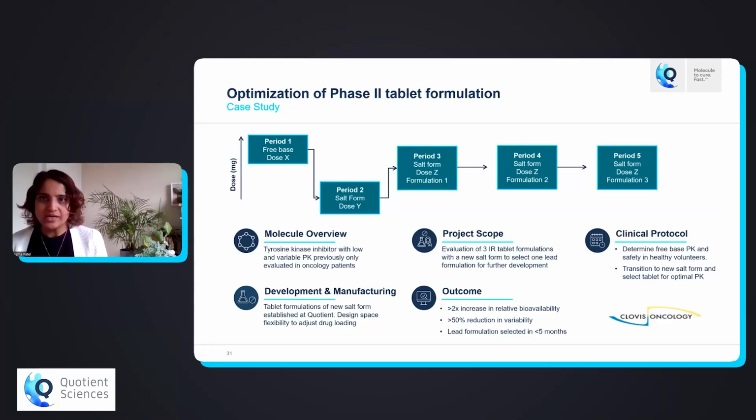The first case study is really thinking about, irrespective of the accelerated pathway, sometimes we have to go back to move forward in the development pathway. And here is an example of where we've done that for a phase 2 molecule. This was with Clovis Oncology.